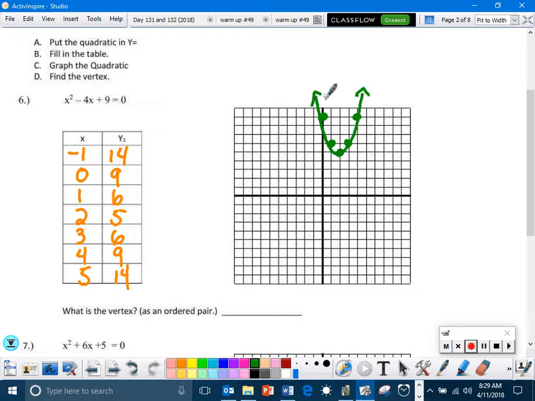Connect the dots. Now, what we're interested in this one is the vertex. Remember, the vertex is the turning point. That would be that spot right there. And that's what's in the middle of your table. The 2, 5 is your vertex.